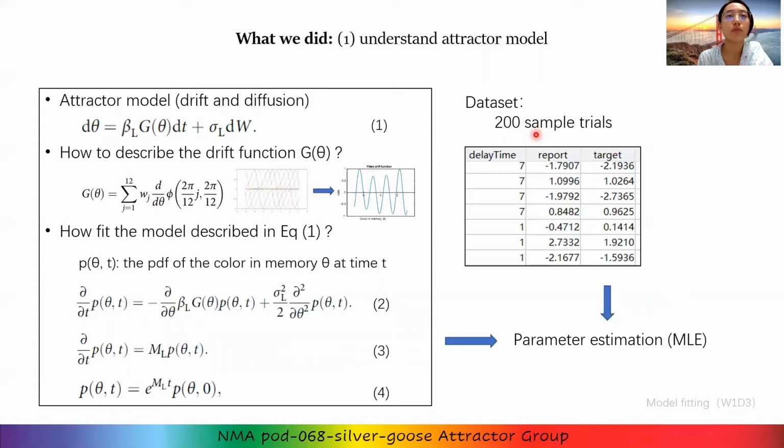This is the data set we used, 200 sample trials data with information of delay time, report color, and target color. And now we have their model and we have the data, and we conducted their parameter estimation process with maximum likelihood estimation. Now we got all the parameters we need. Let's look at how they work.